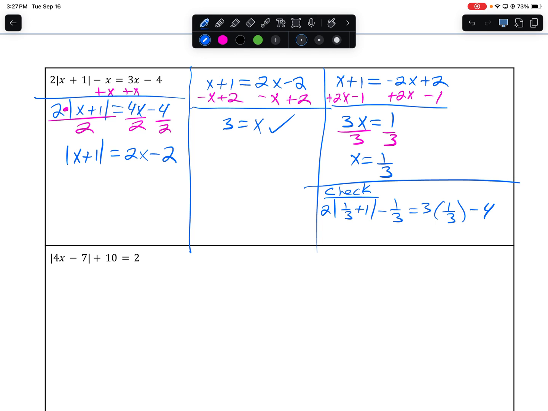What is 1 in thirds? How many thirds is 1? 3/3. So I'm just going to write 3/3 instead. So if I do 1/3 plus 3/3, how many thirds do I get?